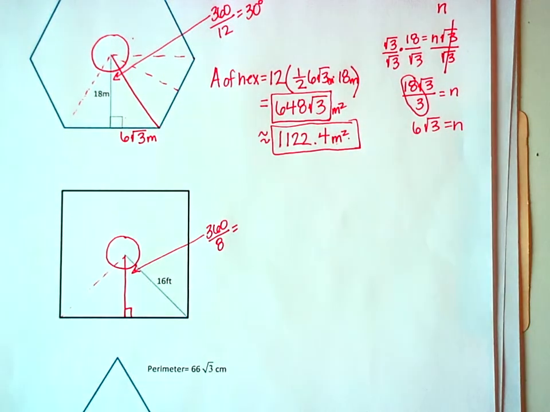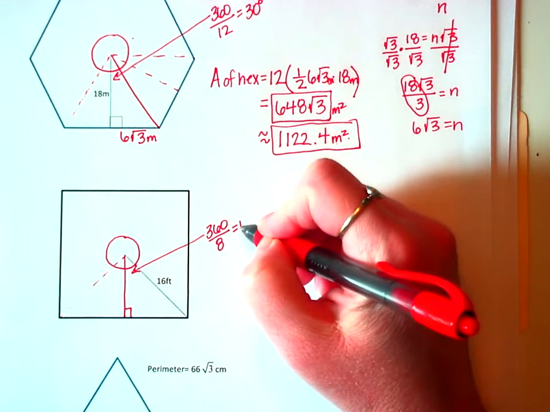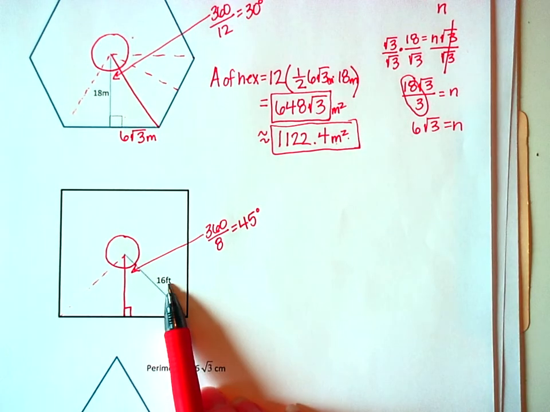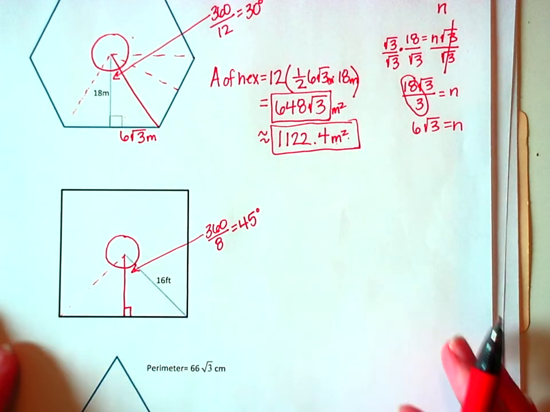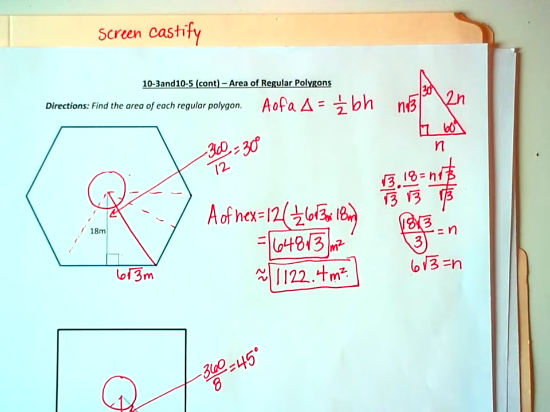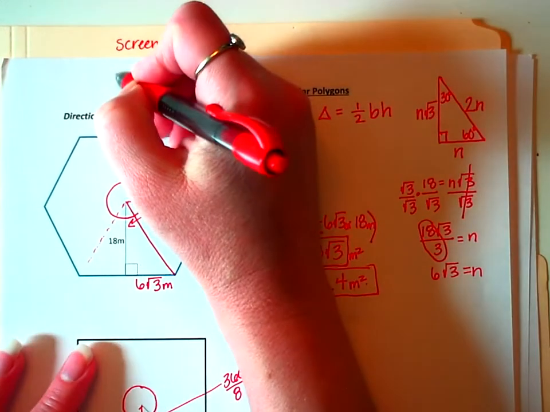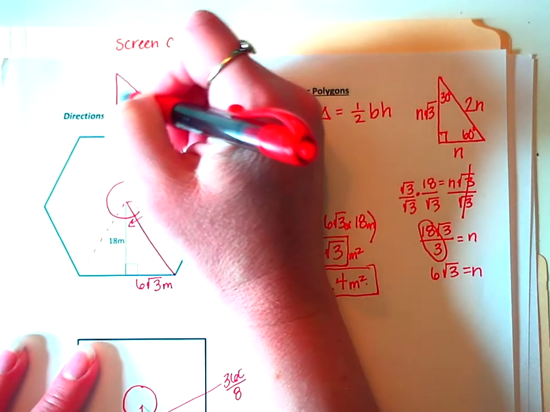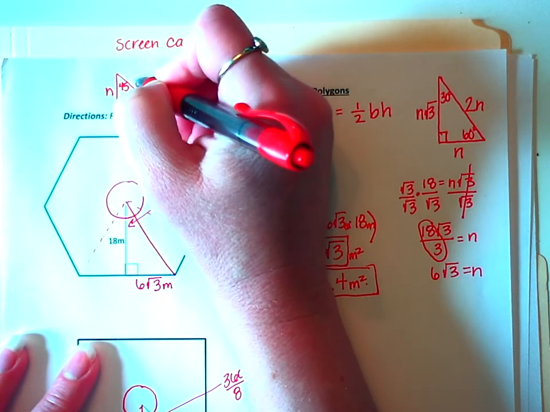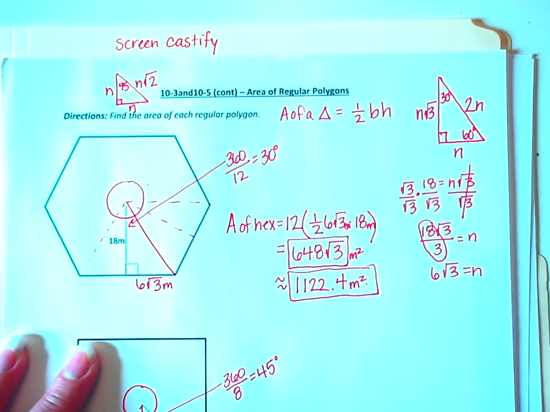Okay, 360 divided by 8 gives us 45 degrees. So this is a 45, 45, 90 triangle, and they have given me the n square root 2 side. So I'm going to go back up here to the top of my paper and show you, along with your 30, 60, 90 triangle, let's remember what a 45, 45, 90 triangle looks like. So it's always n, n, n square root 2.